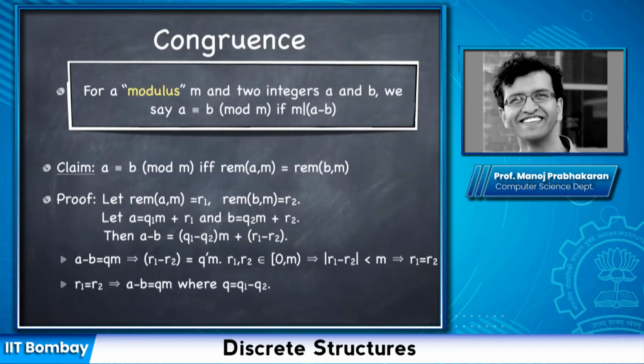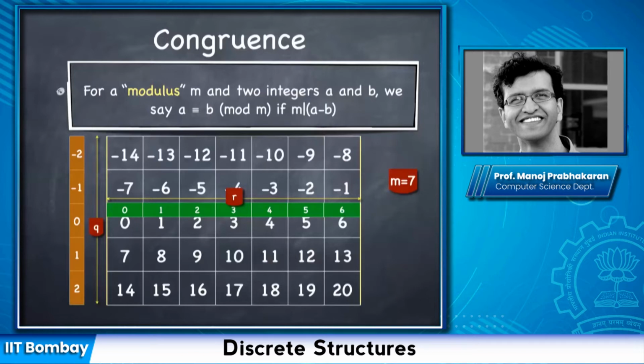In the reverse direction, if R1 equals R2, if the remainders are equal, then A minus B is (Q1 minus Q2) times M, because the remainder difference goes to 0. So A minus B is then a multiple of M, and therefore A and B are congruent to each other according to this definition. Okay, so let's go back to this table. What does that tell us? The definition said A and B are congruent to each other if the distance between them is a multiple of M, right?